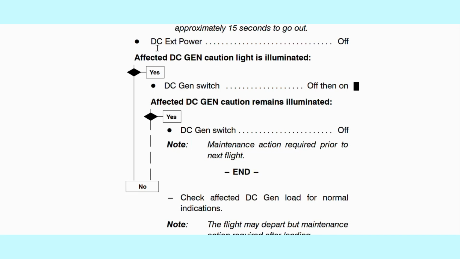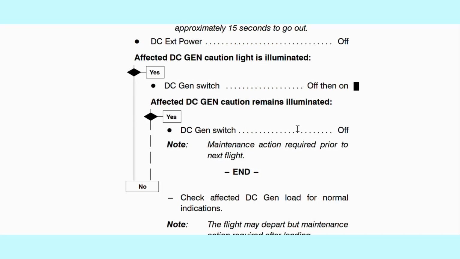Affected meaning for the particular engine. You don't look at the other one, you look at the particular engine. If it's illuminated, if it's a yes, you go to its switch, you take it to off, then on. Then you check again, is it still illuminated? It's a yes, DC gen switch off.